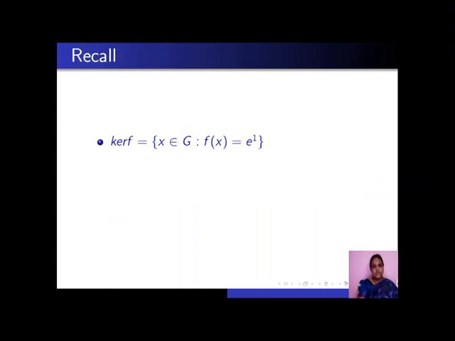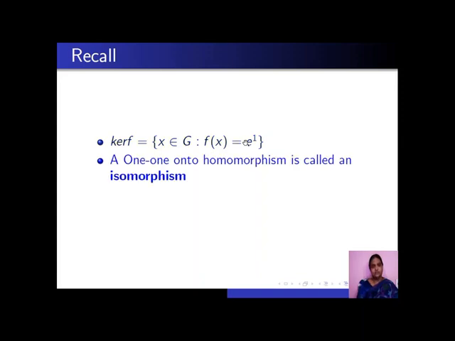Now let us recall a few important definitions. Out of them the first one is kernel f. If f maps G to G dash is a homomorphism, then kernel f is defined as the set of all elements x which are in G such that the image of x, f of x, is equal to E dash, where E dash is the identity element in G dash. And a 1-1 onto homomorphism is called an isomorphism.